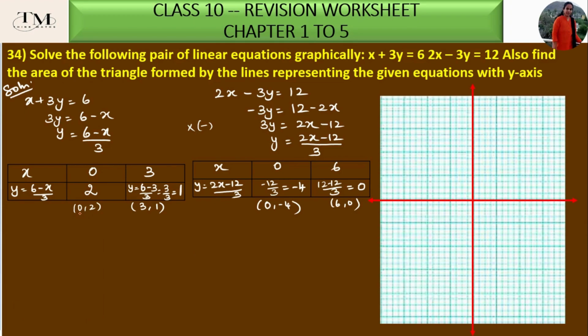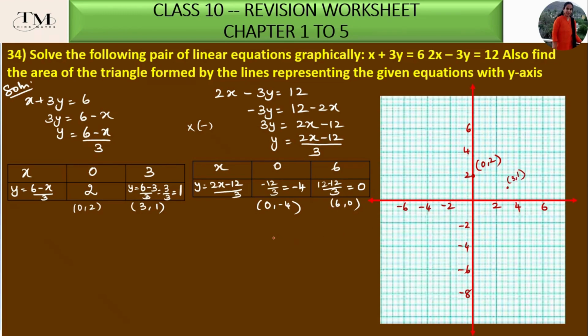So for the first line we have 0 comma 2. Let us take the scale as 2 points: 2, 4, 6, and minus 2, minus 4, minus 6, minus 8. So for the first line we have 0 comma 2. So x is 0 and y is 2. So this is 0 comma 2. Next one is 3 comma 1. So it lies between 2 and 4. So this is the point 3 and this is 1. So this is 3 comma 1.